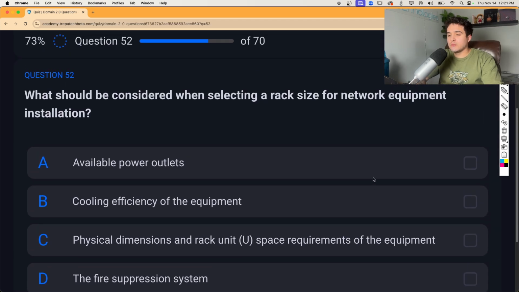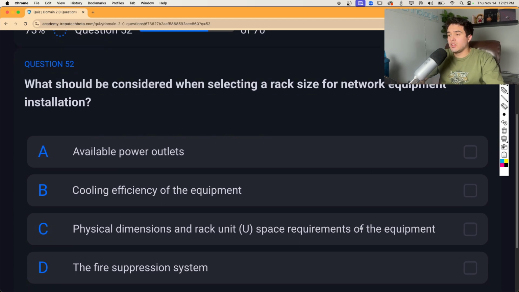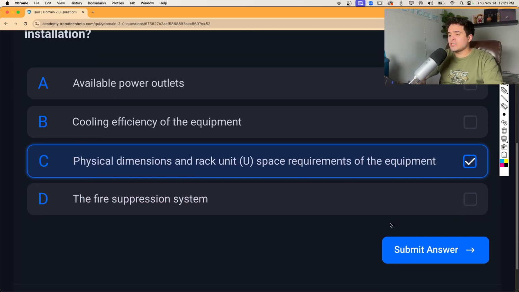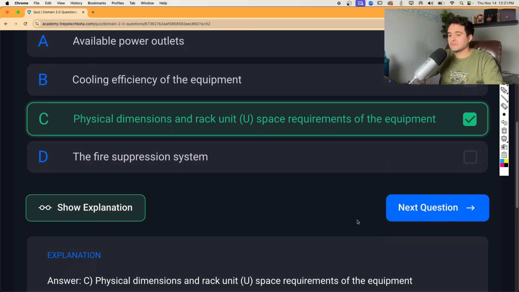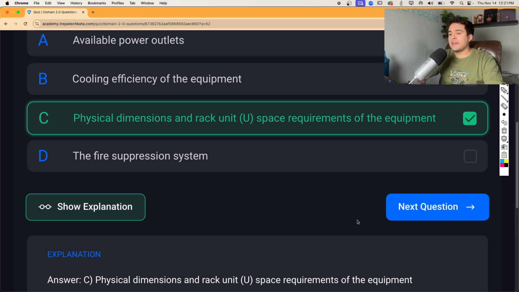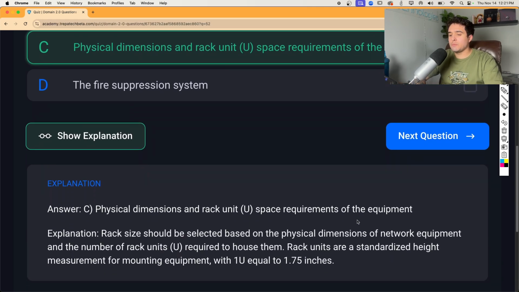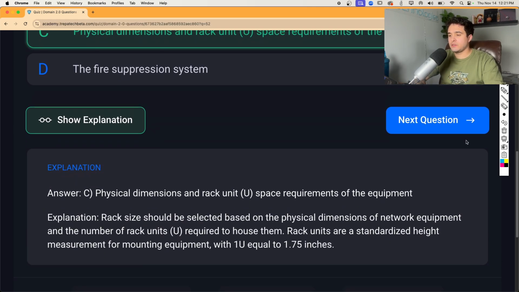Question 52. What should be considered when selecting a rack size for network equipment installation? The dimensions. Just, is this rack tall enough? Does it have enough depth for the servers, switches, or routers that I may need? The physical dimensions, just the rack space. So let's see. Physical dimensions and rack unit space requirements of the equipment. Pause the video if you'd like to read the explanation.